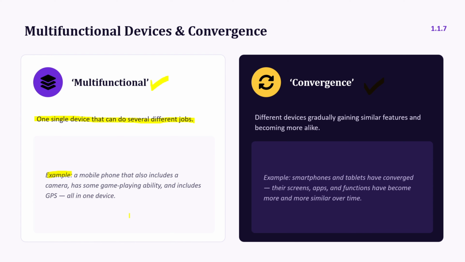Convergence means different devices gradually gaining similar features and becoming more alike over time. For example, smartphones and tablets have converged. Their screens, applications, and functions have become more and more similar as the years have gone on. So, multifunctional is about one device doing many jobs. Convergence is about different devices becoming more like each other.